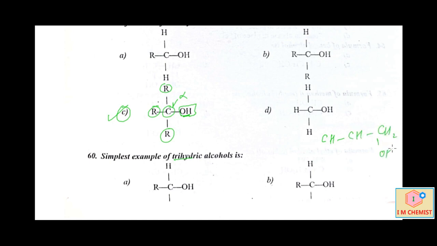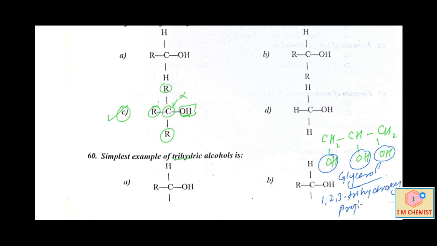You have to attach this with OH, this with OH and this with OH. Now as you can see that we have 3 hydroxyl groups attached with this alcohol molecule, hence it is trihydric alcohol, and the name for this is glycerol, or you can say 1,2,3-trihydroxypropanol.